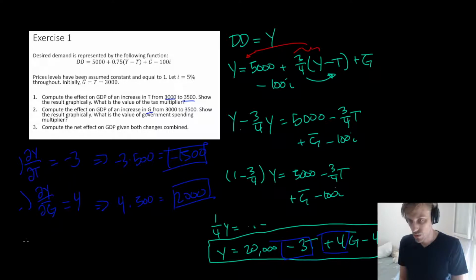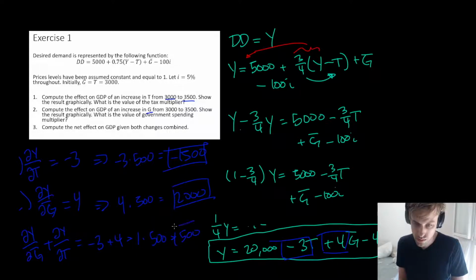So we want to know the total effect of a change in Y with respect to a change in G bar plus a change in Y with respect to a change in T. And we know that already. That's going to be minus 3 plus 4, which equals 1, times 500 equals 500. And there you go.